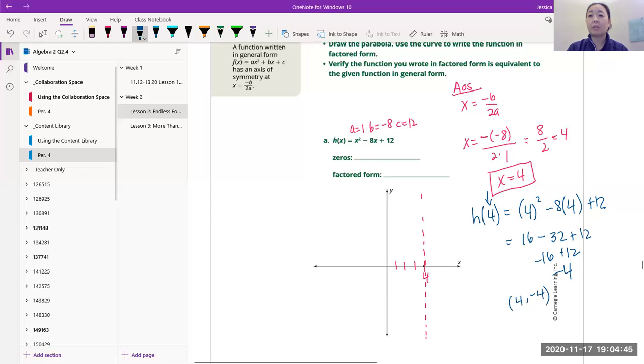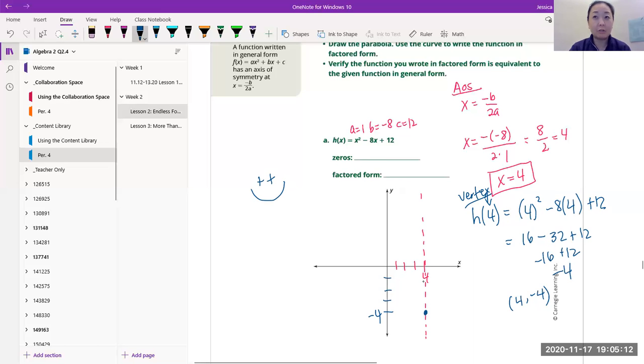All right, so we're going to go down here. 1, 2, 3, 4, about the same spacing. And that's going to be our vertex right there. What we just found is the vertex, and that's going to tell us if we have a min or a max. Does it open up or open down? If you look right here, this is positive. And remember, if it's positive, it does open up. So it is going to go like this.